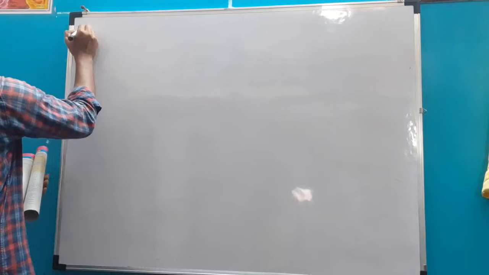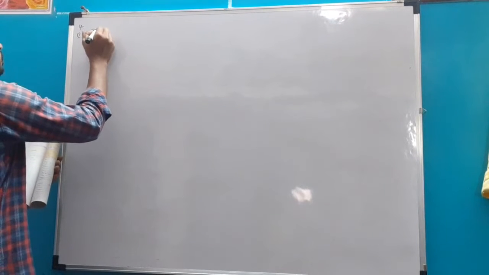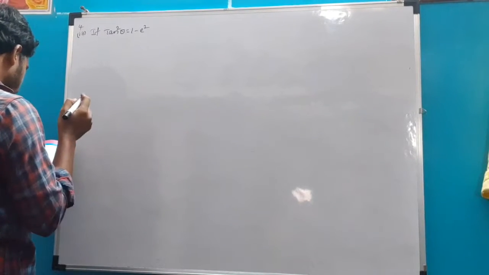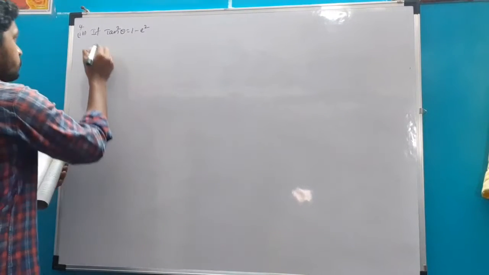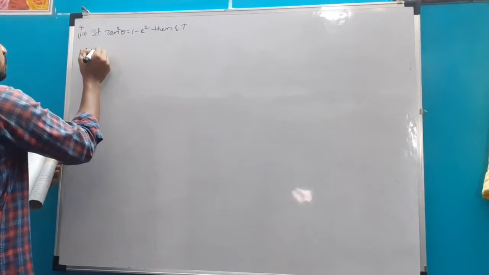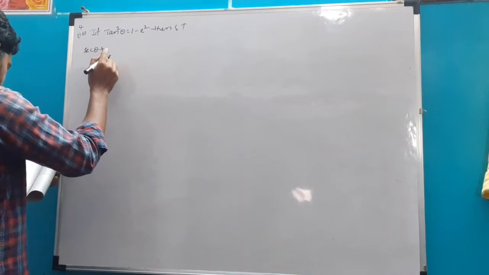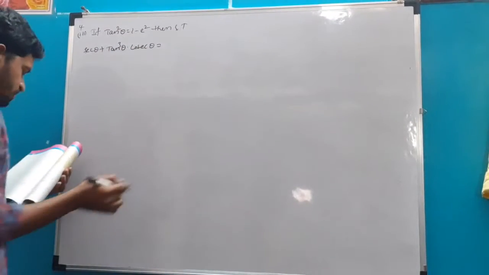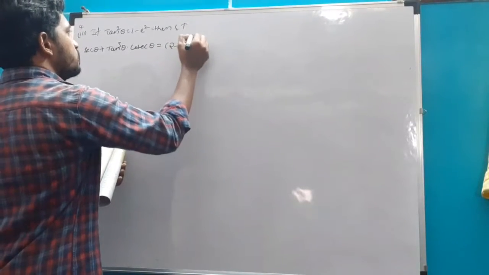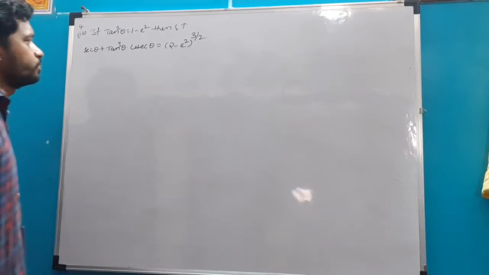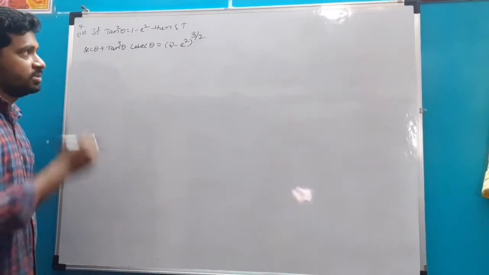Next, fourth bit, third question. If tan square theta equal to 1 minus e square, then show that secant theta plus tan cube theta into cosecant theta is equal to 2 minus e square whole to the power of 3 by 2. So given that tan square theta equal to 1 minus e square, then show that.